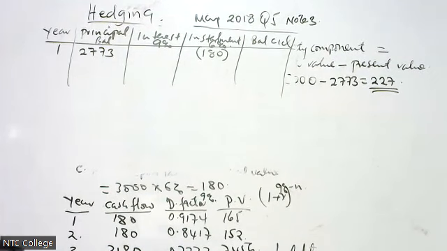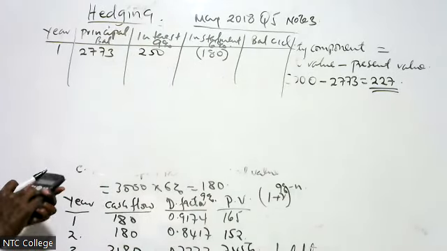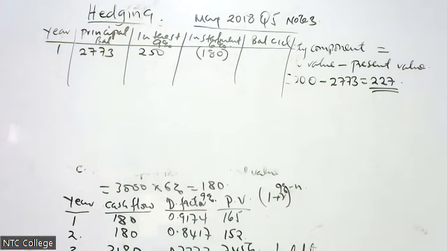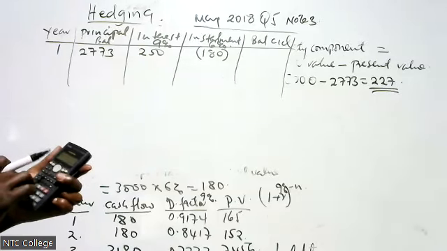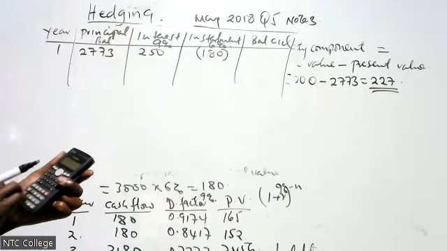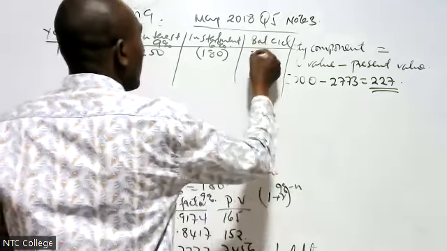Therefore, here, what is my interest? My interest will be 2773 times 0.09. I'm rounding off to 250, although it's 249.57. Now, my balance at the end will be 2773 plus 250 minus 180. I'm getting 2843.